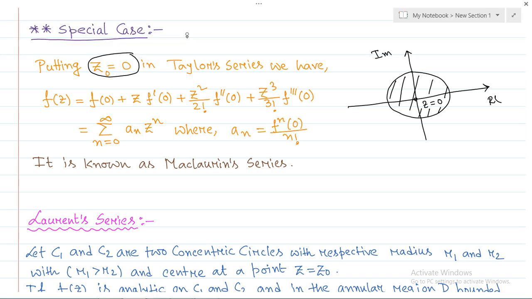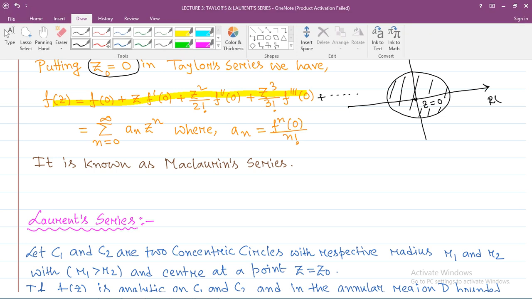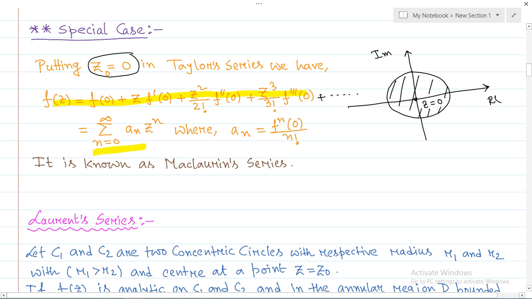So in the above Taylor series formula, simply we have to put z0 equals to 0. So f of z becomes f of 0 plus z into f dash of 0, plus z square by 2 factorial f double dash of 0, plus z cube by 3 factorial f triple dash of 0, and so on. It is not a finite series, it is going up to infinity. So it can be written in the closed form also: summation n equals 0 to infinity a n z to the power n, where a n is nothing but f to the power n of 0 by n factorial. Just like the previous one, we have substituted the value of z0.